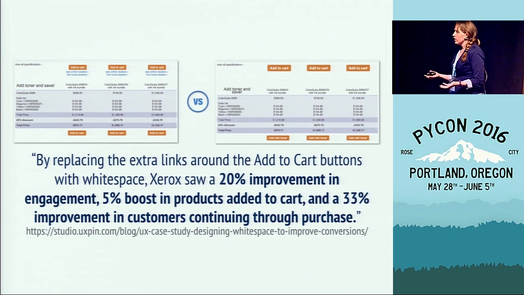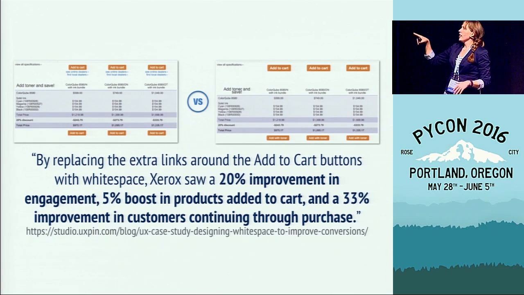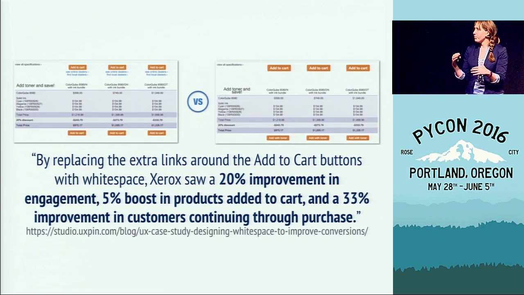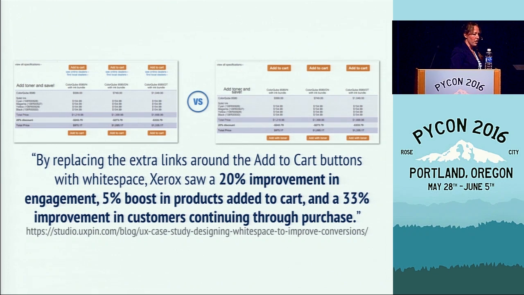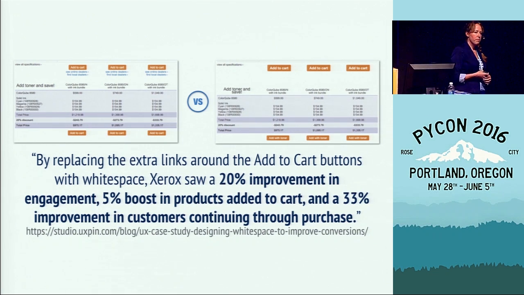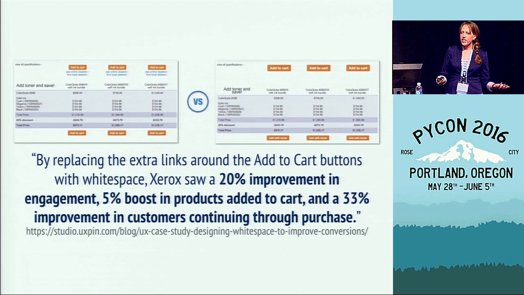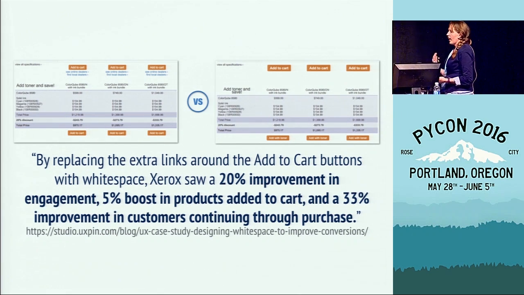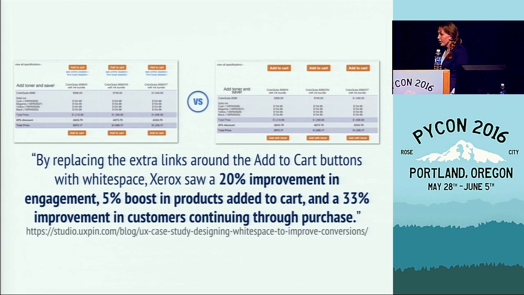So in this example, the 2 tables, there's the links underneath the orange buttons you can see in the left one. That was taken out, which added a little more white space in between these 2 tables. And because the person did that and they did a test, they saw a 20% improvement in engagement, 5% boost in products added to cart, and a 33% improvement in customers continuing through their purchase. So white space not only looks nicer, it does affect how much money your site can make, and your conversion rates overall.